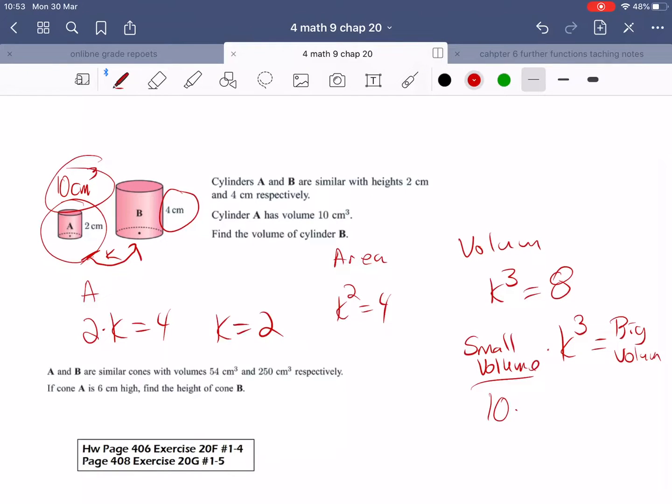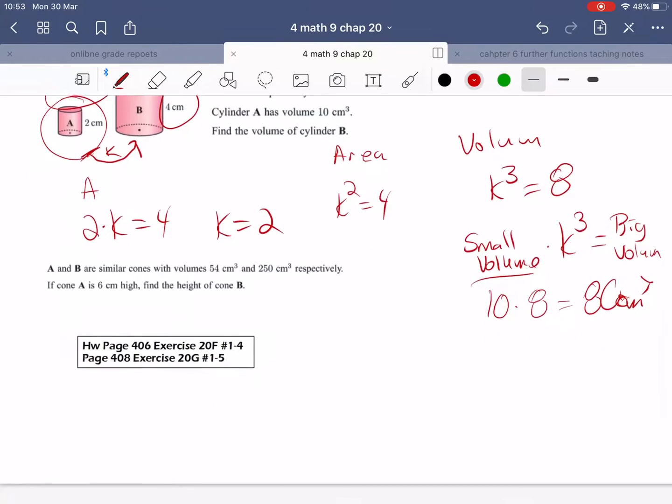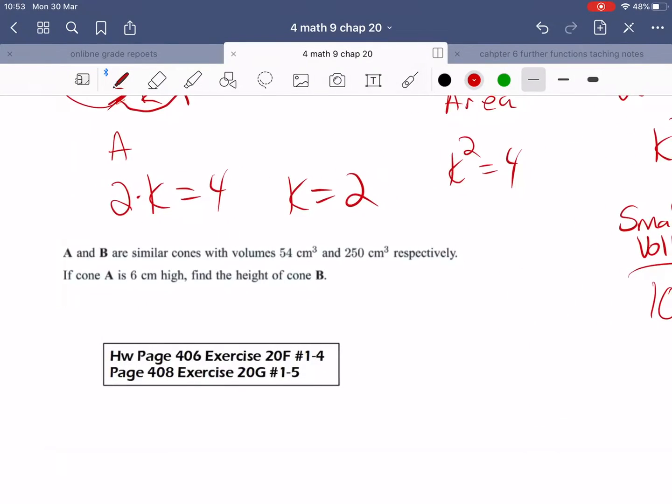Okay, so small volume in this one is 10 centimeters cubed, so 10 times K cubed, which is 8, is 80 centimeters cubed. It is very easy if you know this. The hard part is remembering this on a test. So that's why you got to think about the dimensions. Sides are 1 dimension, area is 2 dimensions, volume's 3 dimensions.